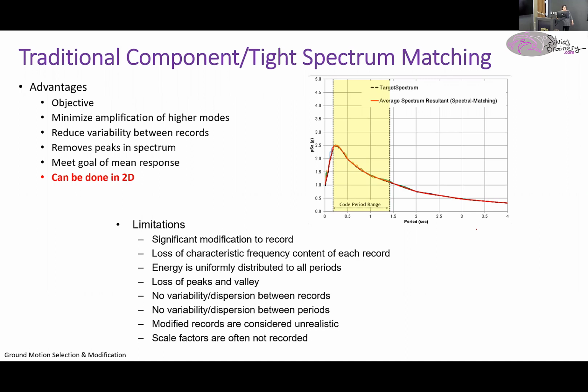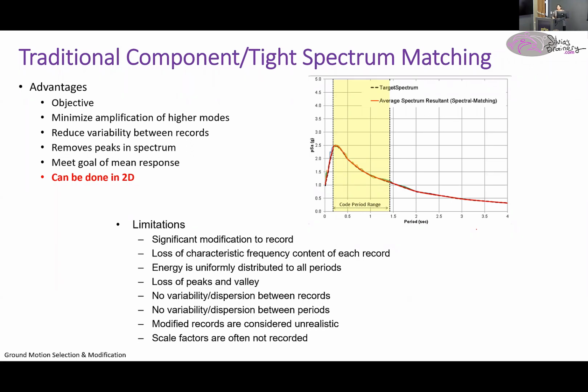The limitations are, it's a significant modification to the record. You're putting in some additional frequencies that didn't belong there. Maybe it was a subduction earthquake with a long period frequency, and now you're having to add in all the short period waves and excitation, which you're going to see in your multiple degree of freedom structure. You lose a lot of these characteristics for each record. The energy is uniformly distributed. These are almost just different ways of seeing the same problem. And you've got no variability between the records and between the periods. Maybe that's a good thing, but it's a little scary when you're looking at these spectra.